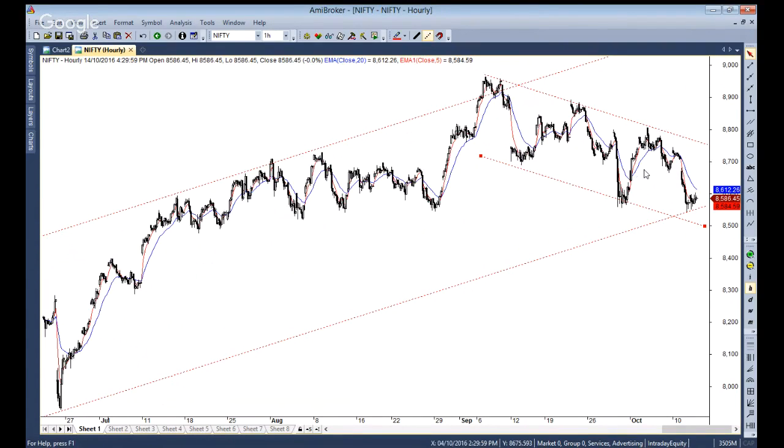Even in the current move, as soon as the red was above the blue, we saw some pullback on the upside, and as soon as the red crossed below the blue line, the pullback was also not sustainable. Even the red line did not move decisively above the blue line, and then again we started seeing some kind of a pullback on the downside.